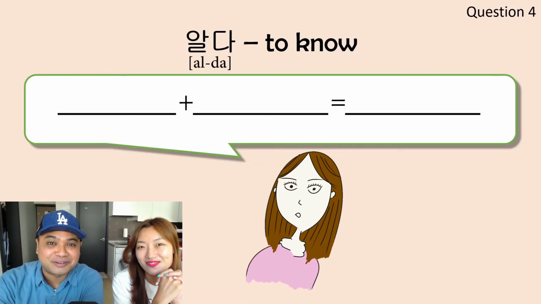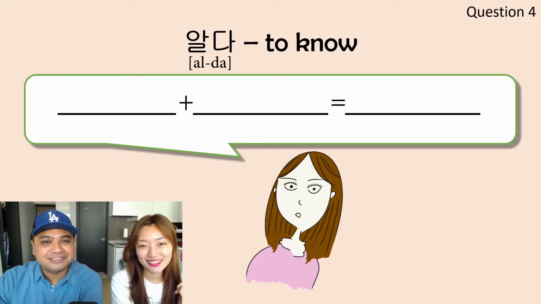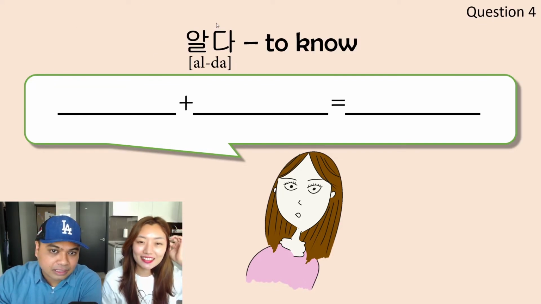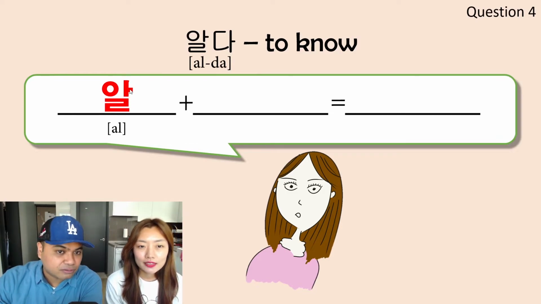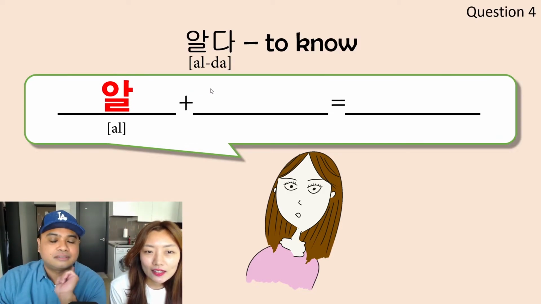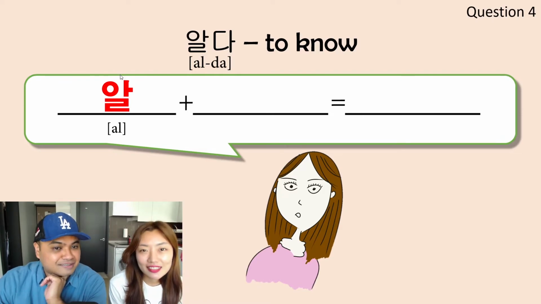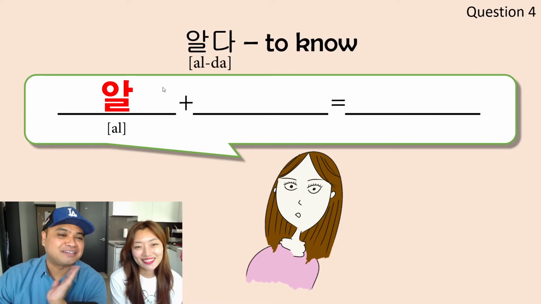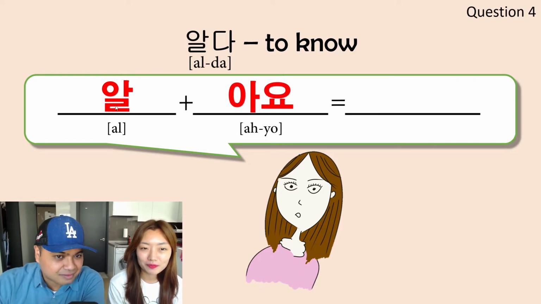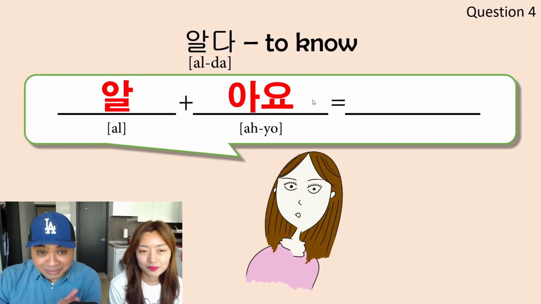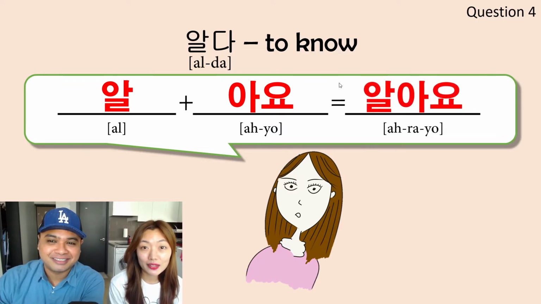I'm still learning after 3 years. Alda means to know. Then we can take out the da, so we're left with al. The last vowel is 아, so it's not an O. It ends with a, so we need to add 아요. And look, there's a consonant, so it's going to be super easy, right? So it turns into 알아요.